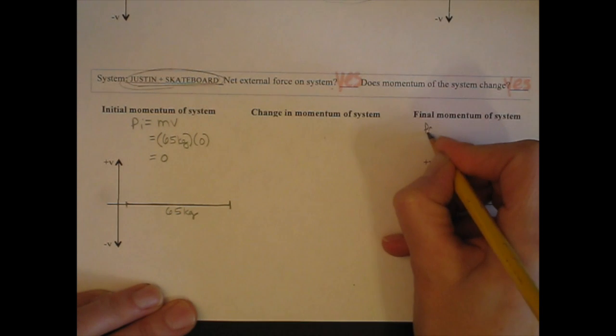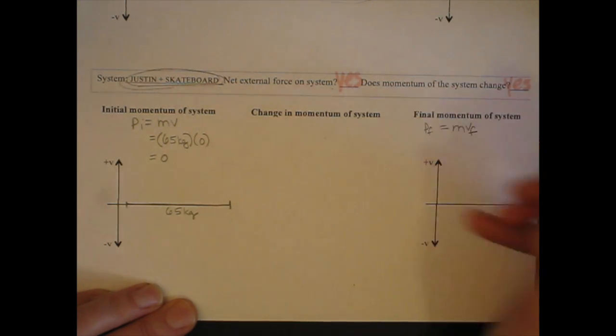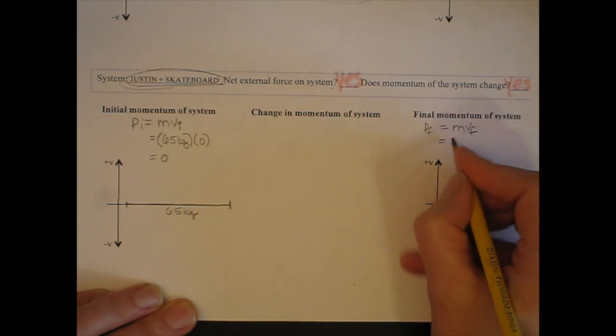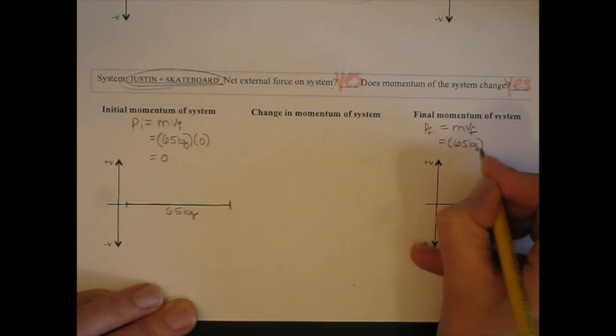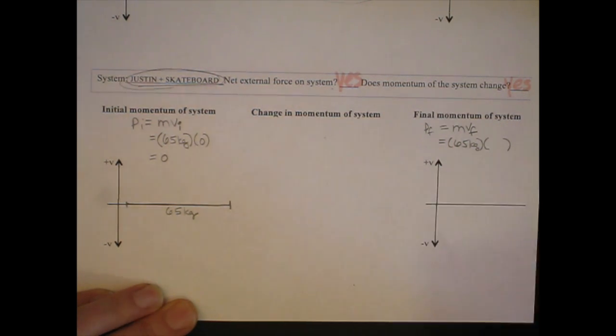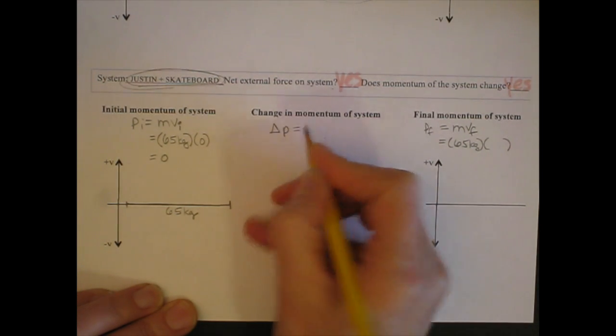Final momentum is going to be mass times final velocity. I could put an initial velocity over here. Mass times final velocity, so 65 kilograms, but I don't know the final velocity and I don't know the final momentum, so I can't do anything else with that. Let's see if I can find the change in momentum.